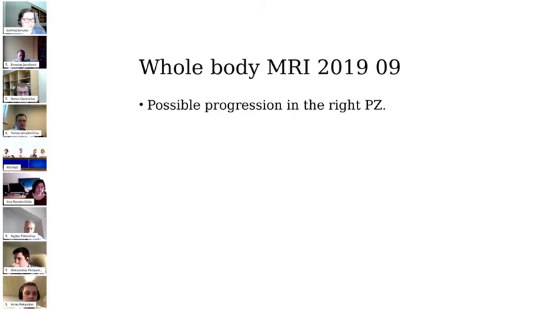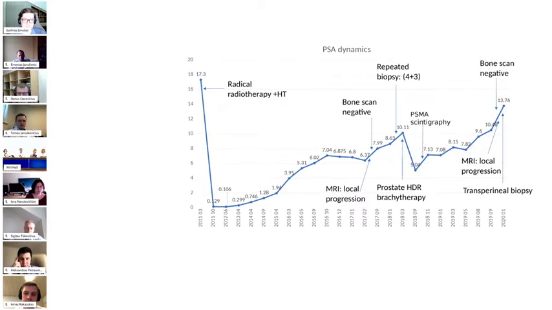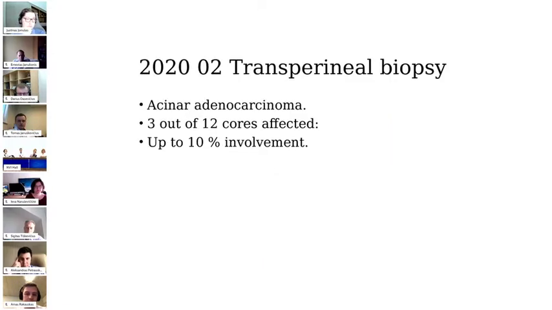As you have seen previously, PSA continues to grow, and a bone scan was also performed for the patient in September of 2019, and there was no evidence of pathologic osteoblastic activity. And with continuous PSA growth, a re-biopsy was performed for this patient. Maybe we can have some comments from the pathology department.